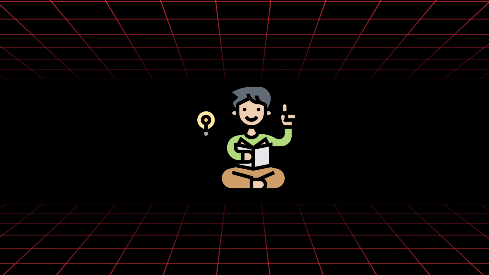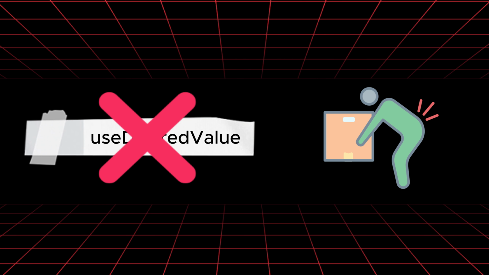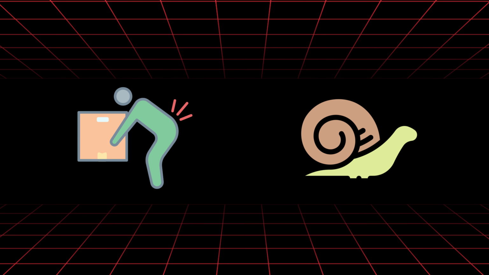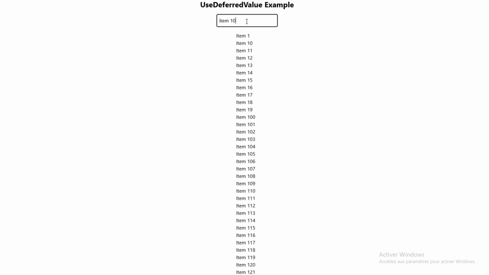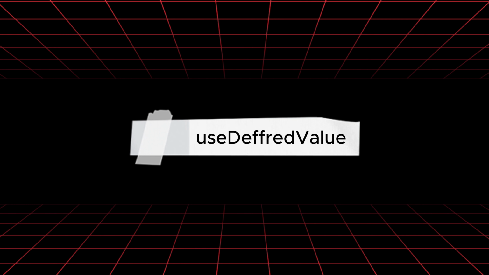So what did we learn? Without useDeferredValue, every keystroke triggers a heavy render. That makes the UI slow and unresponsive. useDeferredValue allows React to prioritize updates. Input stays fast. Rendering is deferred. Perfect for filtering, large lists, charts, or anything expensive to render.